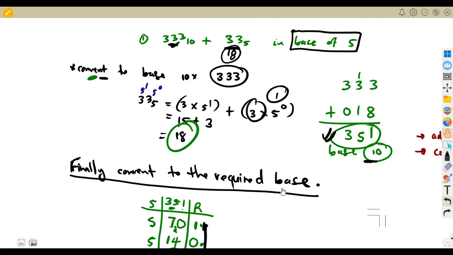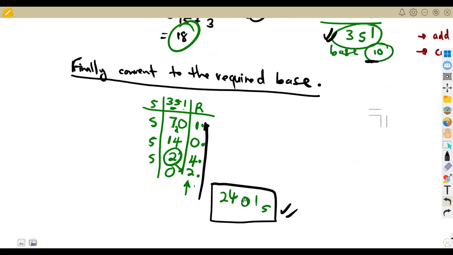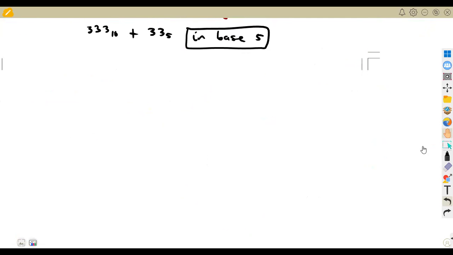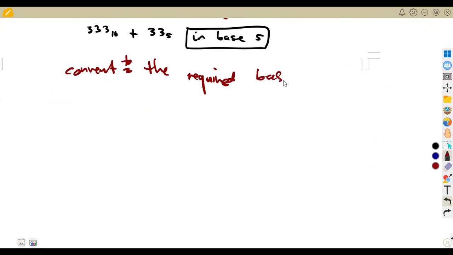After that, we change now to the required base. So we want to see if we're going to have the same answer by this method of converting the numbers to the required base. Just convert to the required base first. And what is the required base in this case? The required base is the one that we are given, base 5. Our answer is supposed to be in base 5.